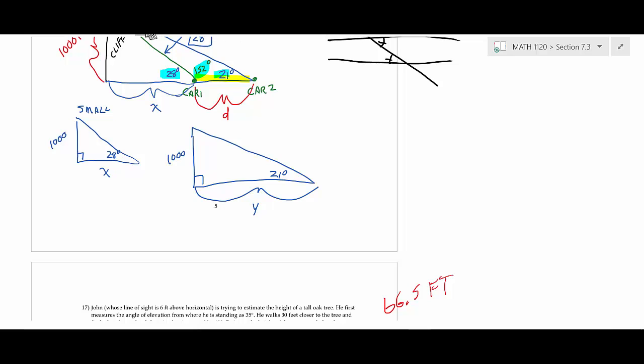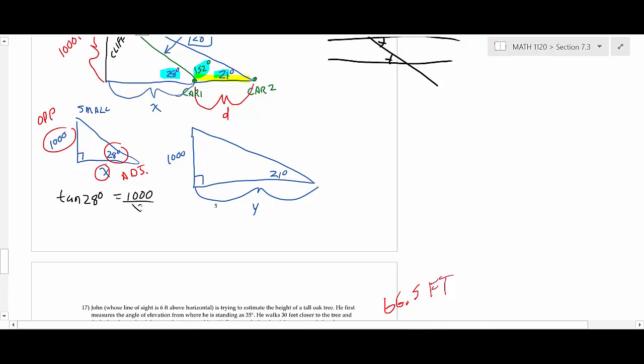For each triangle, of course, we have to use our calculator. If you look at this angle and what I gave you, this is the side opposite and that's the adjacent, so again, that's a tangent. The tangent is opposite over adjacent, so the tangent of 28 degrees is equal to 1,000 over x.